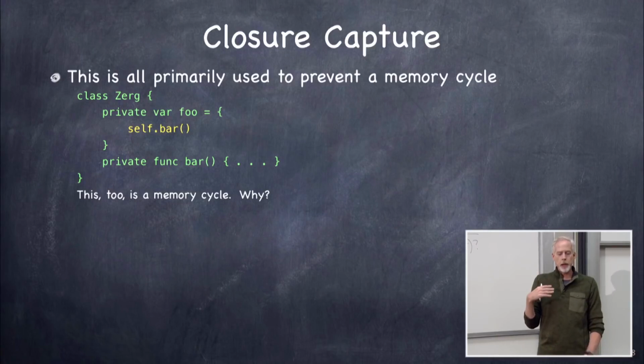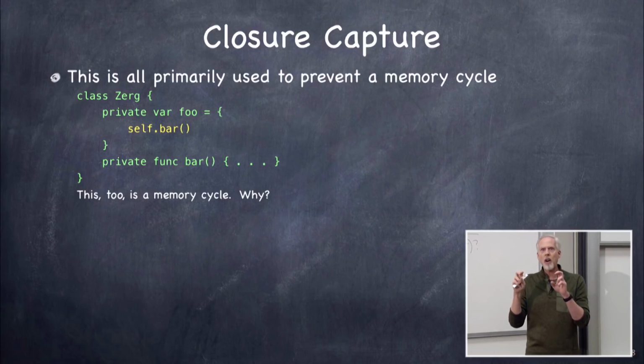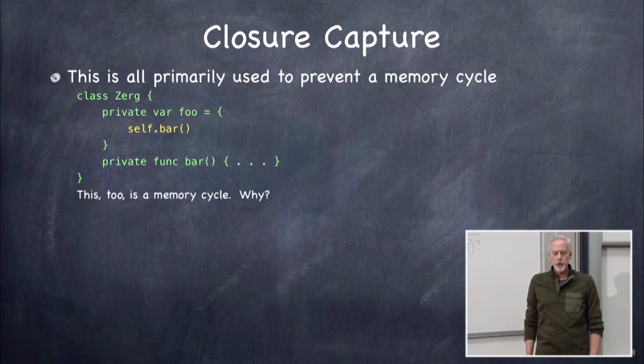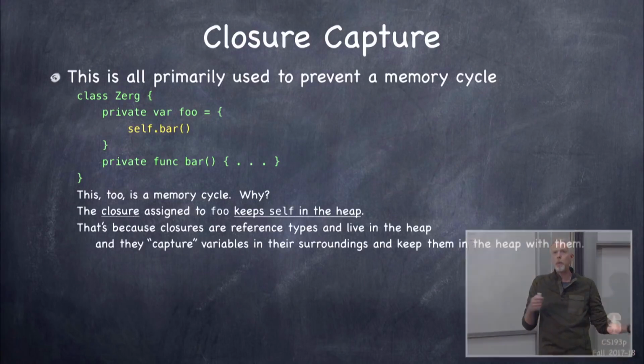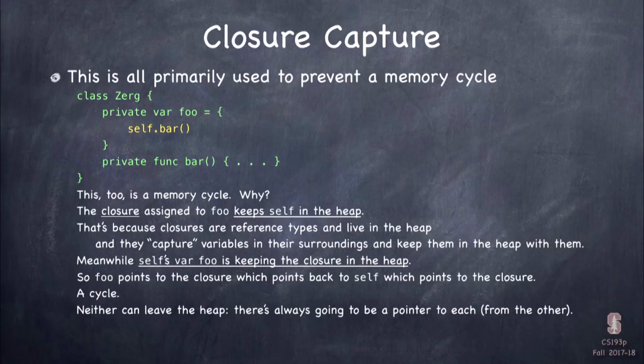And this is a memory cycle because foo, the closure, is referencing self. Self is keeping the instance of the class Zerg in memory. And of course, Zerg is keeping the closure in memory because it has a var that points to it. So they're pointing to each other and keeping each other in memory. So that's bad. You got one pointing to the other, which points to the other. So how are we going to break this cycle?